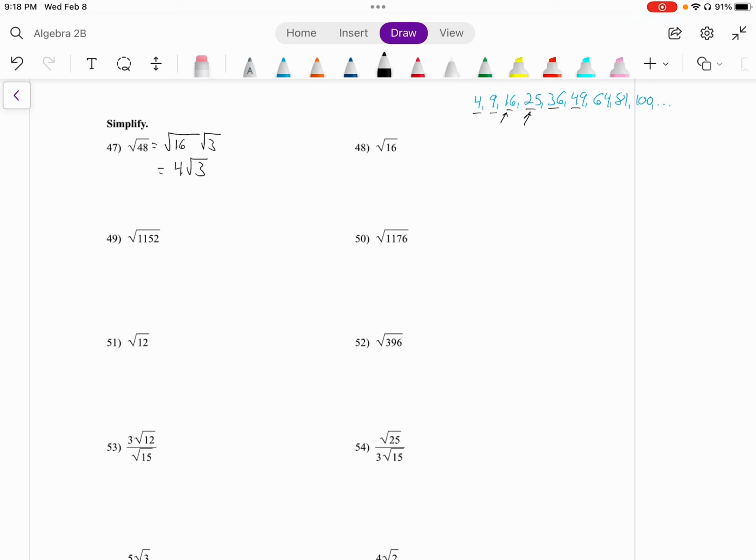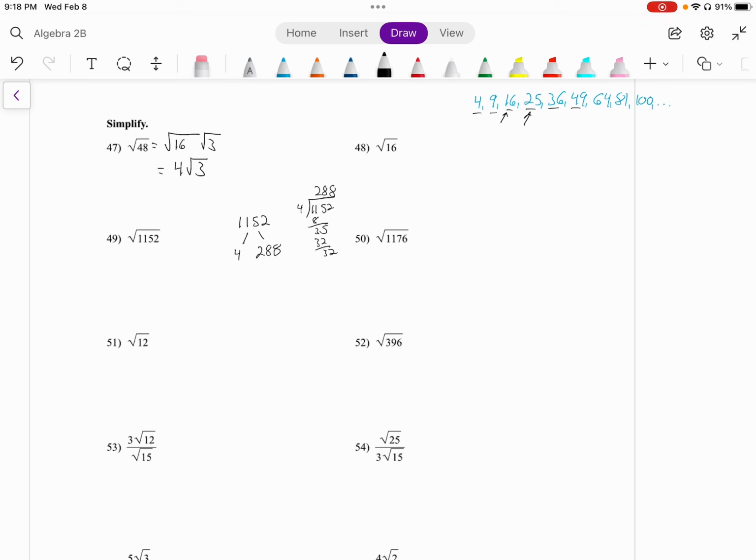Now we get to 49, and that's not a smaller number, 1,152. So what we're going to do is we're going to factor this. Pretty sure 4 goes into this. So you could use a calculator. I don't have mine with me, so I'm just going to do some long division here. This is 2, 8, 35. 4 goes into that 8 times, 32. So we got 288.